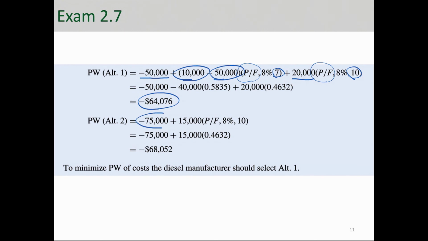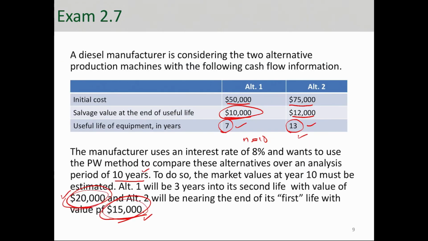For alternative 2, you have the initial investment of $75,000, and then at the end of year 10, you sell that for the terminal value of $15,000. You need to compute the present worth of that using the P given F factor, and that will give you the present worth of negative $68,000. Well, here you can see that you have to pick the one that is less negative or more cost effective, and that is alternative 1. So this is essentially what needs to be done when the useful lives of alternatives are different and you pick an analysis period that is not equal to any of the useful lives.